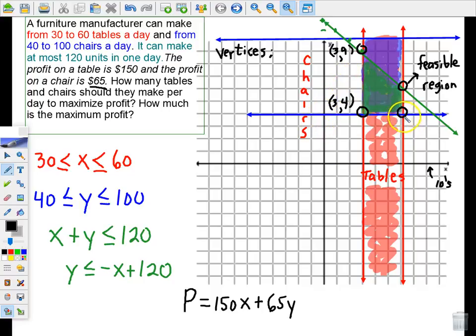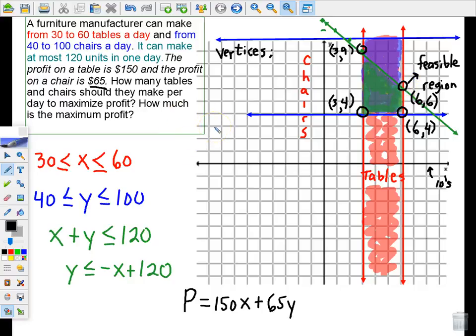Okay, what about this vertex? What's the ordered pair? Let's see, 1, 2, 3, 4, 5, 6. And then 1, 2, 3, 4. And so this last one here must be 6, 6. And I'm running out of space, but hopefully you can see that.